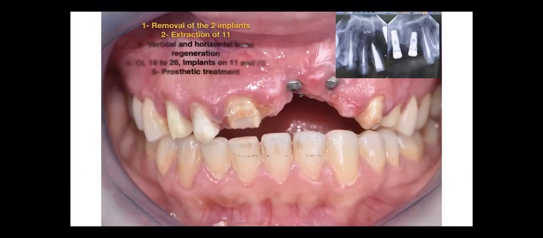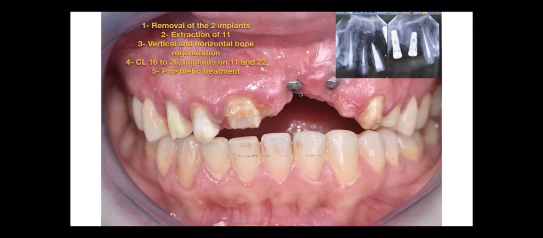Okay, so our treatment plan was to remove the 2 implants as a start, to extract number 11, to do a vertical and horizontal bone regeneration in the area, to do crown lengthening on the right and left teeth to be able to match the 2 levels, because she also had a gummy smile, which we can take advantage of. We do crown lengthening on the left and right sides to bring our level a little bit more apically on both sides, and to match our level in the anterior region that we will try to bring more coronally. Okay, and then the prosthetic treatment at the end.